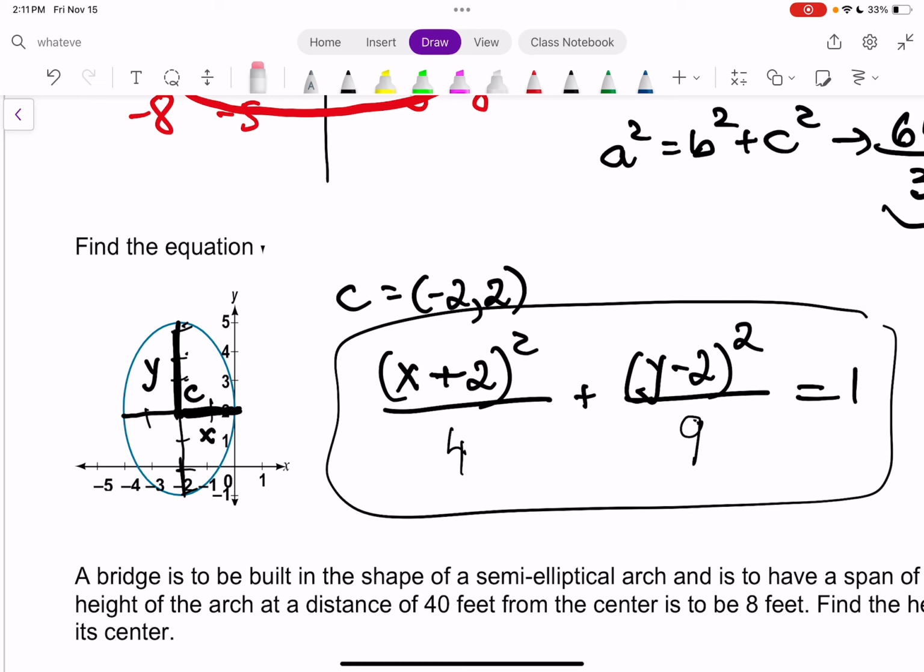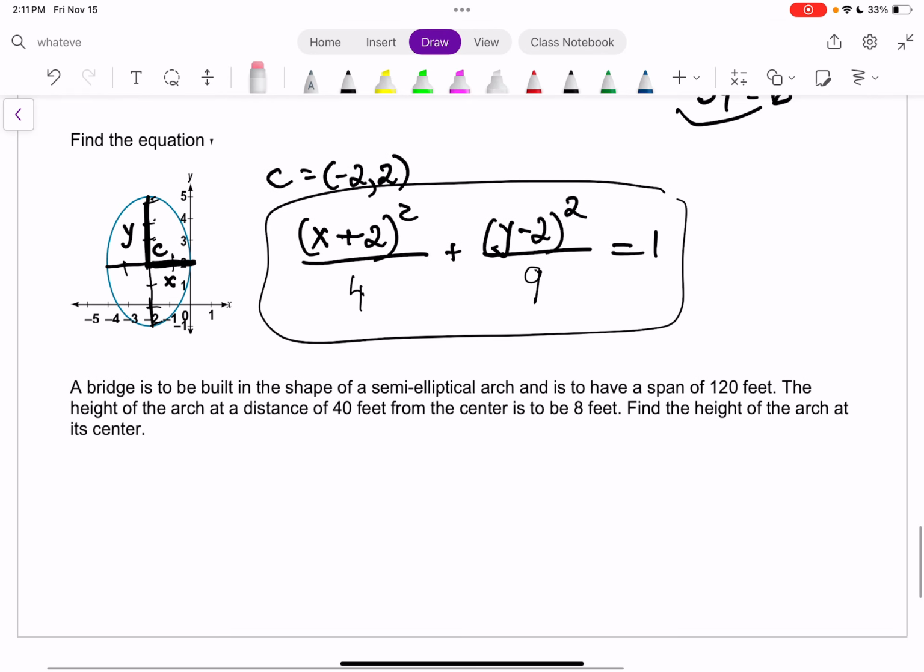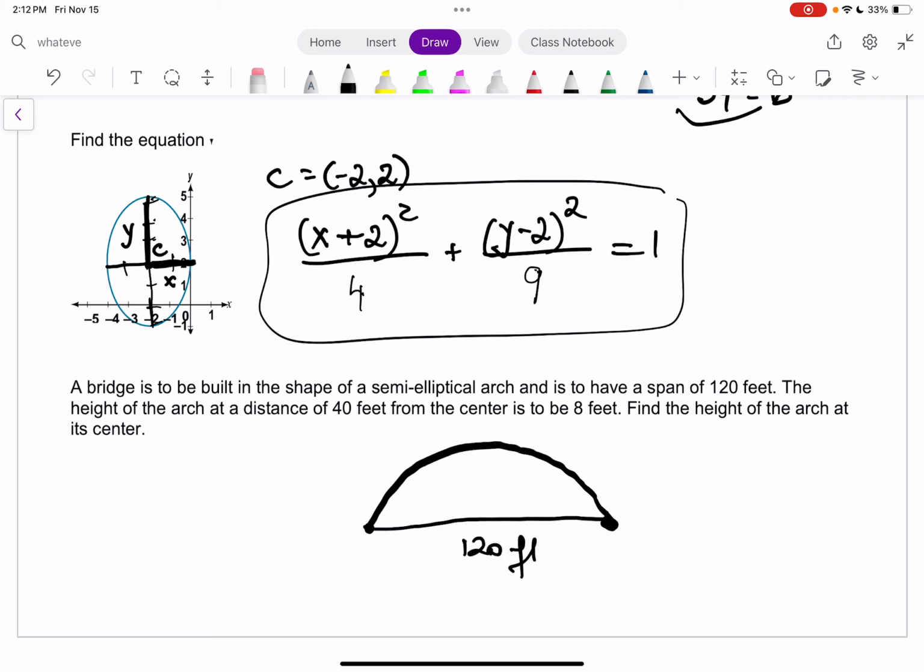All right. This is a good story problem too. It says a bridge is to be built in the shape of a semi-elliptical arch. By a semi-elliptical arch, semi means half, so we're going to draw half of an ellipse. And the span of this bridge should be 120 feet. We know the height of the arch at a distance of 40 feet from the center is to be 8 feet. And we want to find the height of the arch at its center.